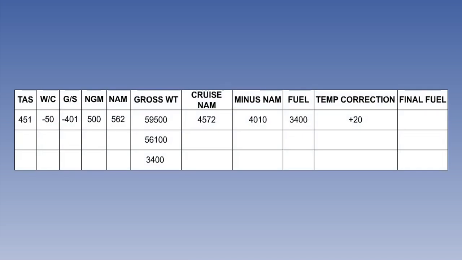In our case, the uncorrected fuel burn is 3,400 kilograms, and the temperature is 10 degrees above EASA. 0.6% comes to just over 20 kilograms. So the corrected fuel for the leg would be 3,420 kilograms.